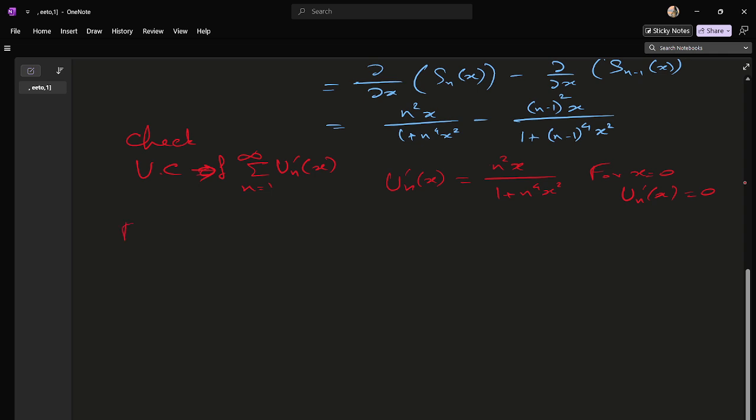Now for x not equal to 0, what will happen? We have to check that. The term n square x by 1 plus n to the power 4 x square behaves asymptotically as this for very large n. Now, as n tends to infinity, u_n dash x goes to 0.